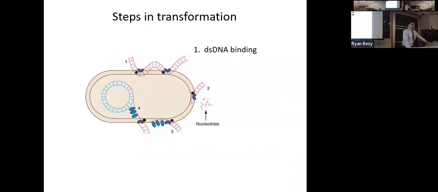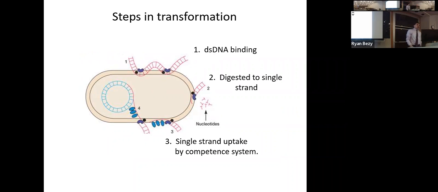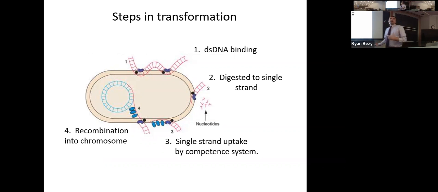And really, if they have this COM machinery, it's a DNA import system. So it's a series of membrane-embedded proteins. First, they bind to double-stranded DNA. They actually digest that double-stranded DNA down to one strand. So they break apart one of the strands of DNA and keep the other strand. That single-stranded DNA is then taken up and internalized into the cell through the competence system, through the COM system. And then it can be recombined and put into the bacterial chromosome. So it will integrate into the bacterial chromosome and become part of it. And in essence, the bacteria has picked up new genes it did not have previously.